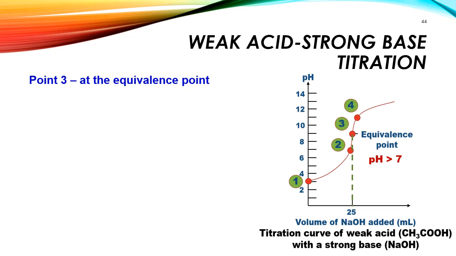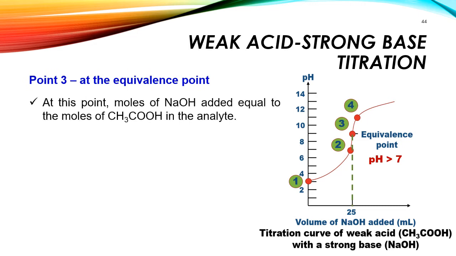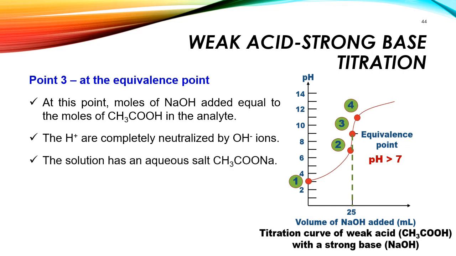At the equivalence point, the moles of sodium hydroxide added equal the moles of ethanoic acid in the analyte. The H+ ions are completely neutralized by the hydroxide ions. Thus, the solution has only aqueous sodium ethanoate salt. But the pH is not neutral. Why?